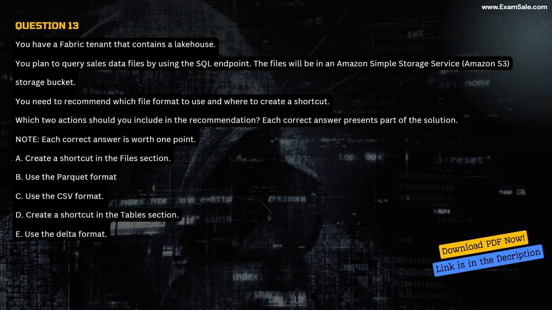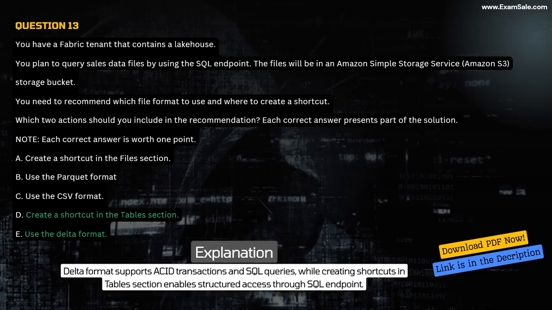A. Create a shortcut in the Files section. B. Use the Parquet format. C. Use the CSV format. D. Create a shortcut in the Tables section. E. Use the Delta format. Correct answer D and E. Create a shortcut in the Tables section. Use the Delta format. Explanation. Delta format supports ACID transactions and SQL queries, while creating shortcuts in the Tables section enables structured access through the SQL endpoint.